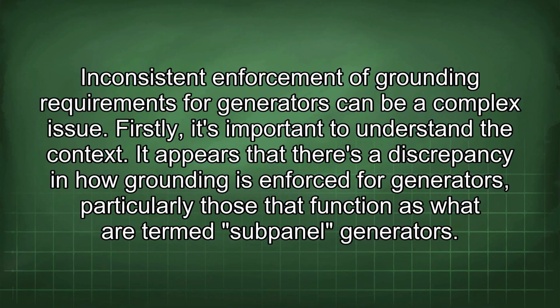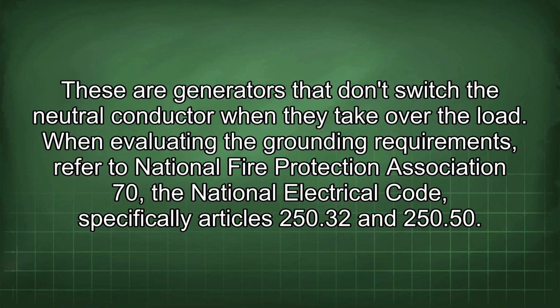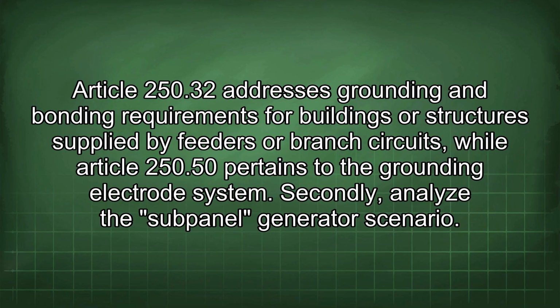Inconsistent enforcement of grounding requirements for generators can be a complex issue. Firstly, it's important to understand the context. It appears that there's a discrepancy in how grounding is enforced for generators, particularly those termed subpanel generators. These are generators that don't switch the neutral conductor when they take over the load. When evaluating the grounding requirements, refer to National Fire Protection Association 70, the National Electrical Code, specifically Articles 250.32 and 250.50. Article 250.32 addresses grounding and bonding requirements for buildings or structures supplied by feeders or branch circuits, while Article 250.50 pertains to the grounding electrode system.